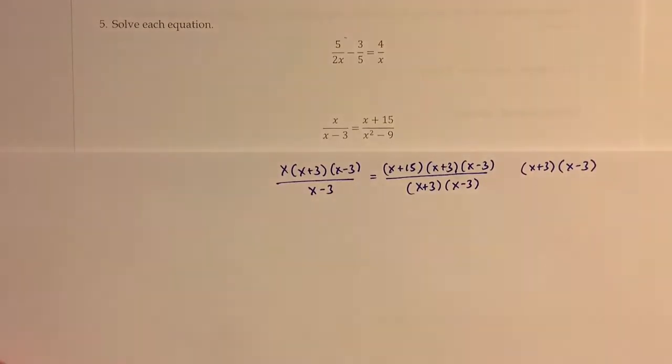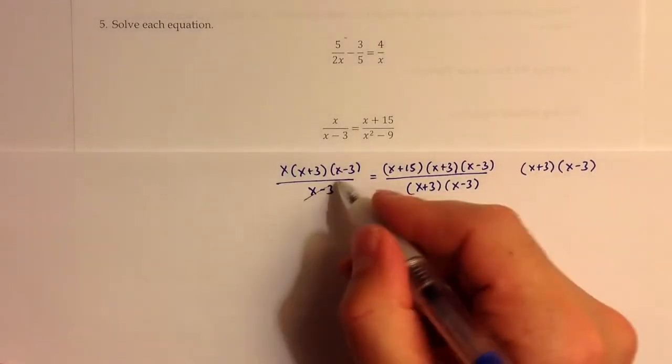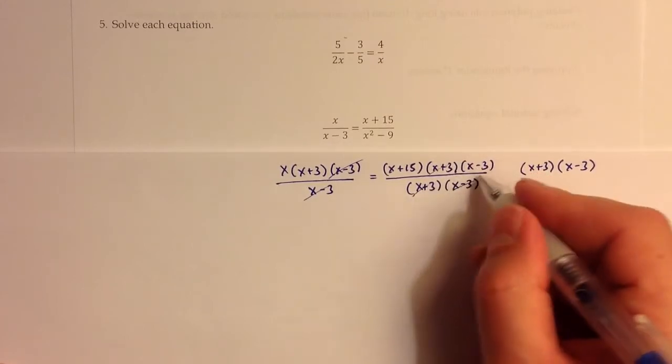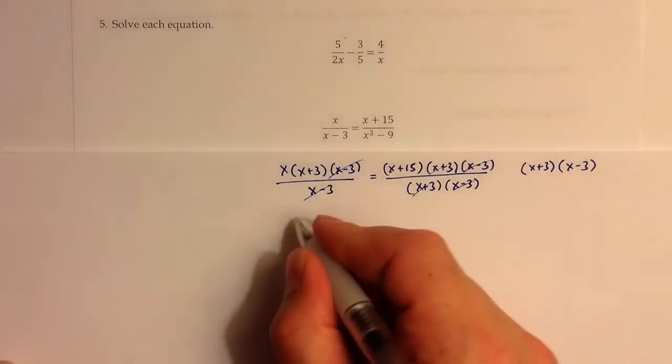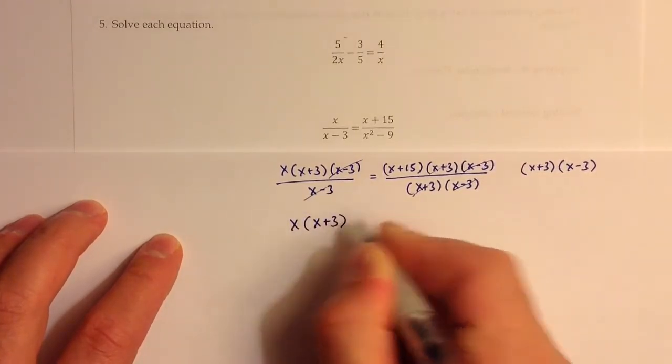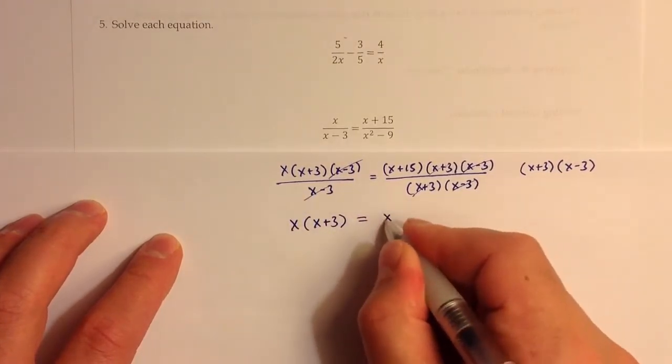So on the left-hand side, the x minus 3 cancels. On the right-hand side, the x plus 3 and x minus 3 cancel. So we get x times x plus 3 equals x plus 15.